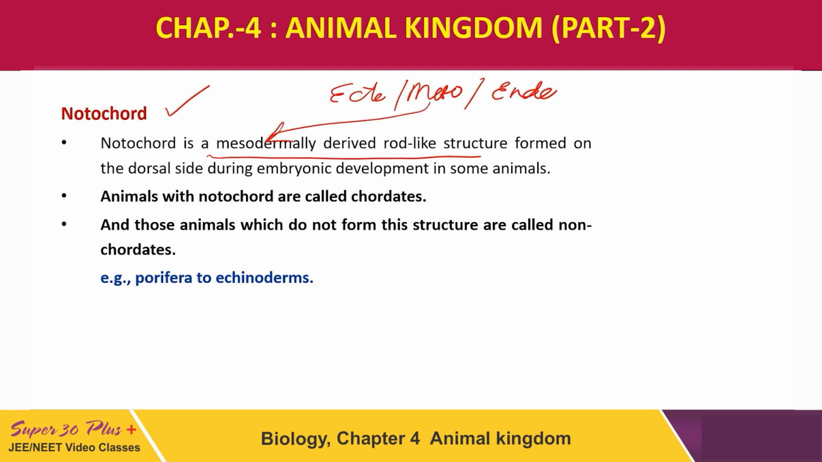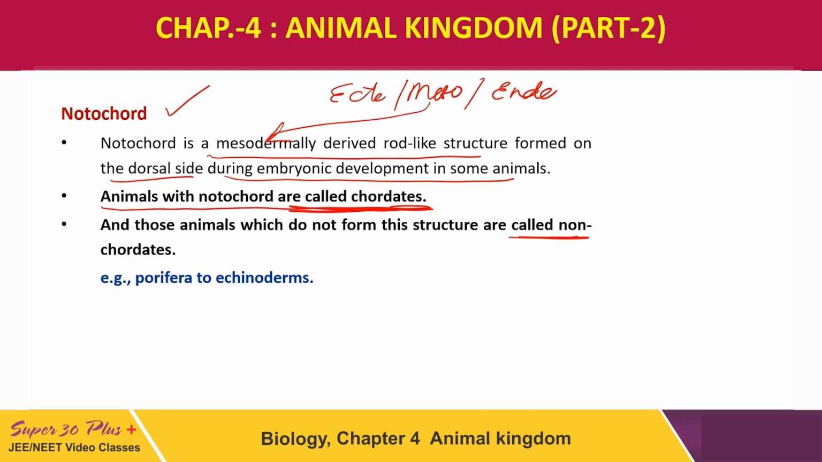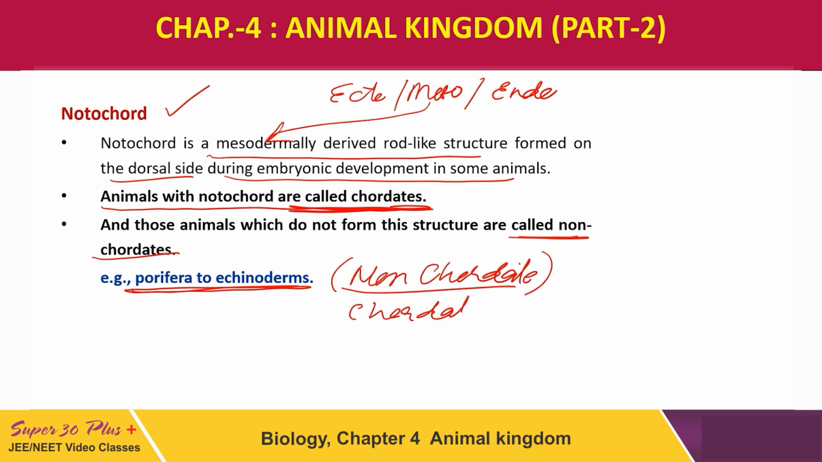is derived from mesoderm, and this is rod-like, and it is found on the dorsal side during embryonic development in some animals. The animals which have notochord are known as chordates, and those in which the notochord is absent will be called non-chordates. You see, Porifera to echinoderms, these are non-chordates. Very important characters on the basis of which animals have been classified into non-chordates and chordates.